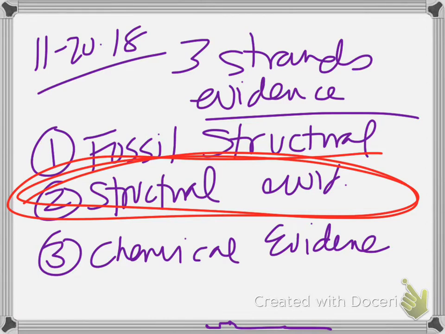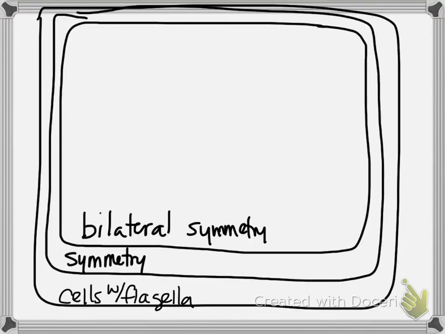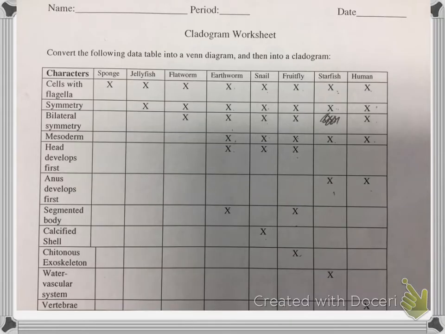Now, with that, so this is the second one. And how many of you felt like this was pretty darn easy right up to 5, bilateral symmetry? 6. Okay, so let's draw some circles and squares here. Let's just look at these first 3 characteristics. So everybody's got cells with flagella on this list, right? Which organism only has cells with flagella and no other characteristics?